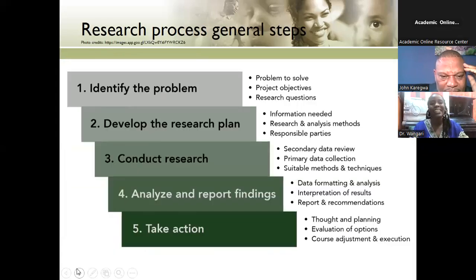So you've probably seen this diagram of the steps for research. Yes, a lot of you talked about identification of a problem. So we know that in a stepwise approach, we can say research is about identifying a problem, then developing a research plan, conducting the research, actually going ahead to do the research, and then analyzing and reporting findings, and then taking action. When you disseminate the research, you can now at that point also talk about evaluation, like you can see there at the very bottom of the slide.